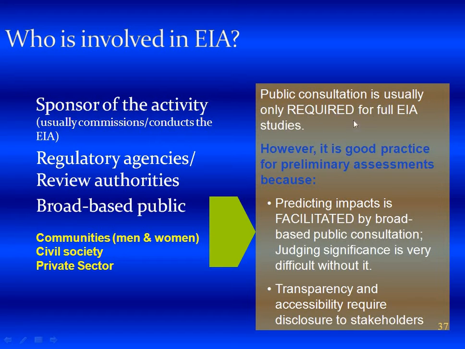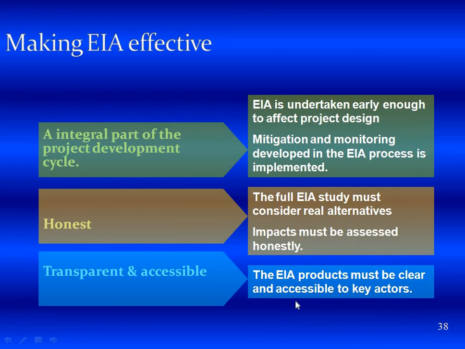Public consultation is usually required for full EIA studies, as we discussed already. However, it is good practice for preliminary assessment too. For preliminary assessment also, it is better to involve the public, because predicting impacts is facilitated by broad-based public consultation; we will have a wide range of options and orientations. Judging significance is very difficult without that, because people will have their own orientations and opinions. The brainstorming will help to have better understanding. Transparency and accessibility require disclosure of stakeholders: who the stakeholders are, who are the persons involved with the activities in different states, and the benefits of the activities. It should be very transparent, very clearly mentioned.